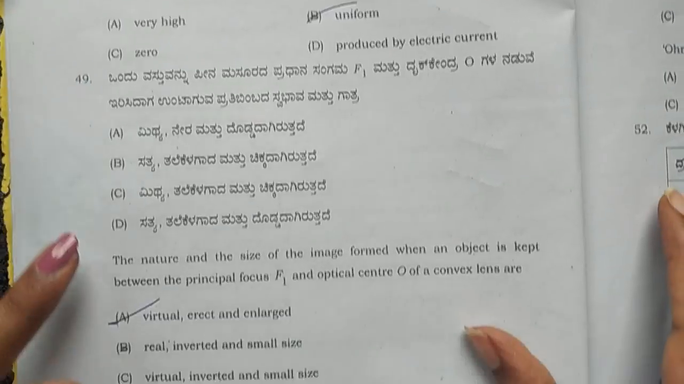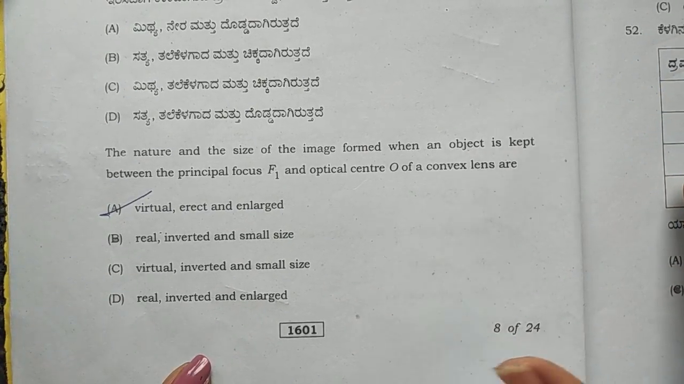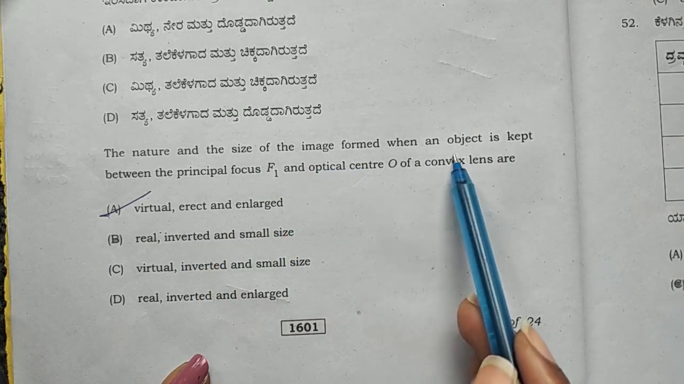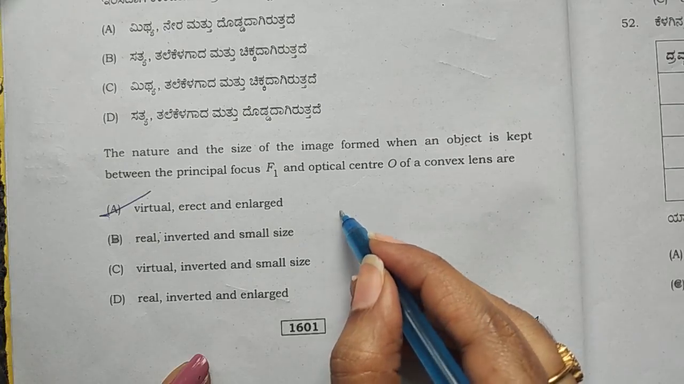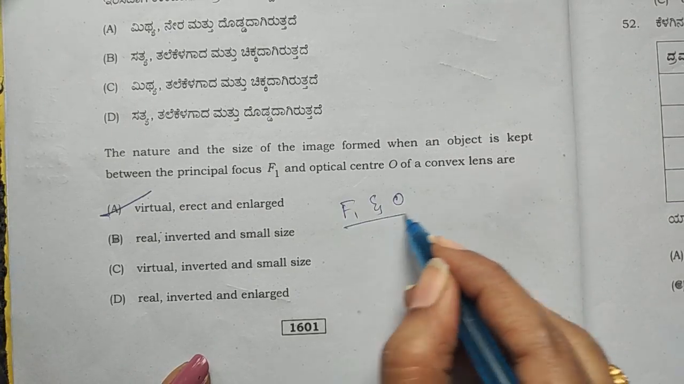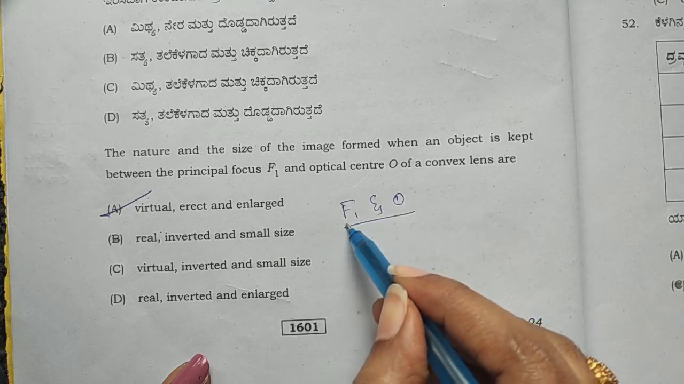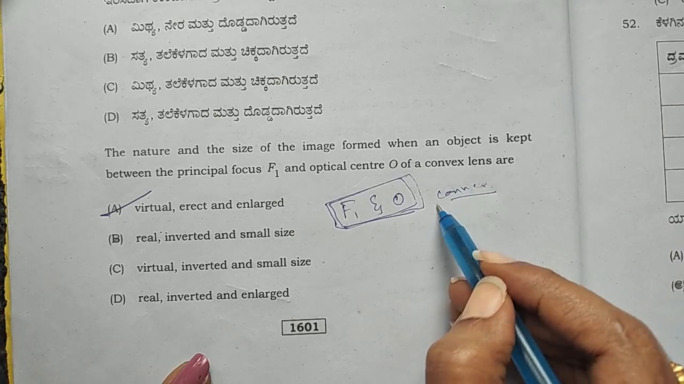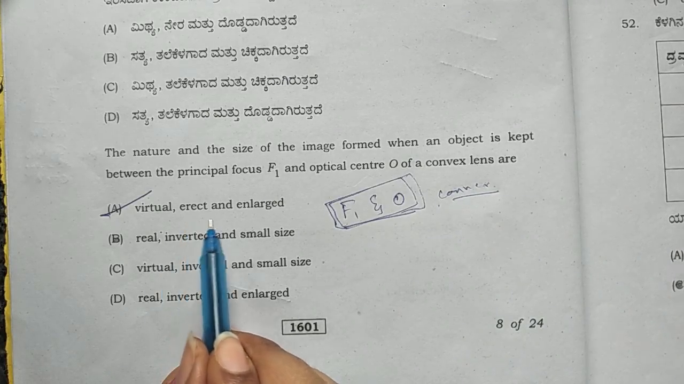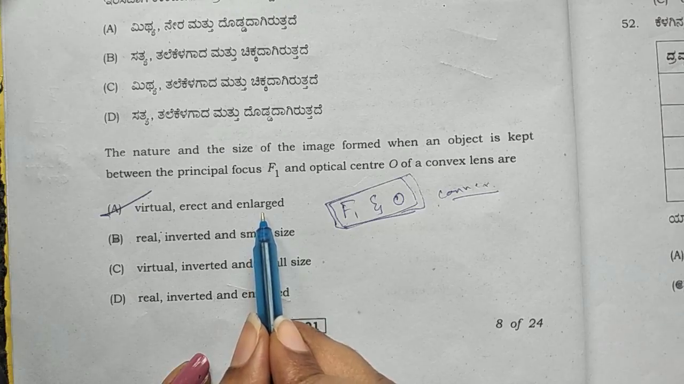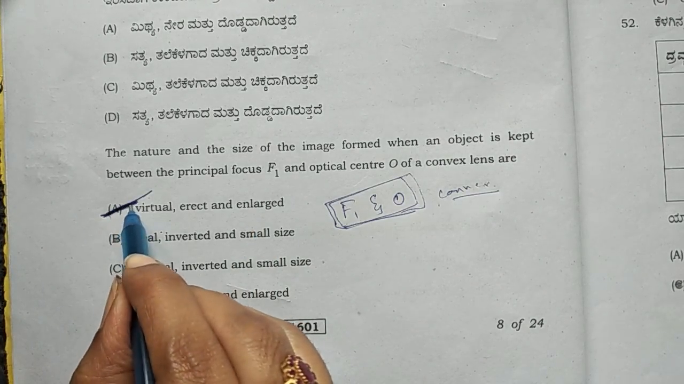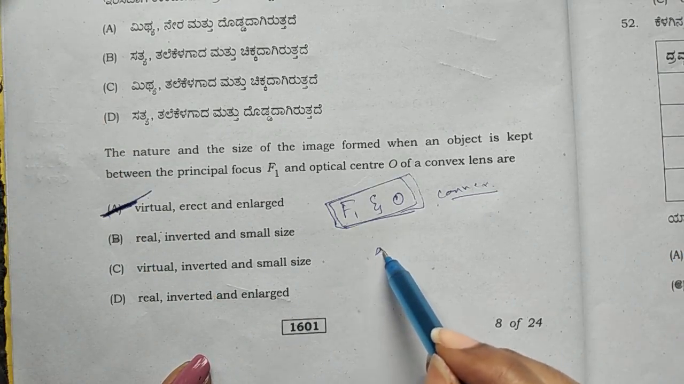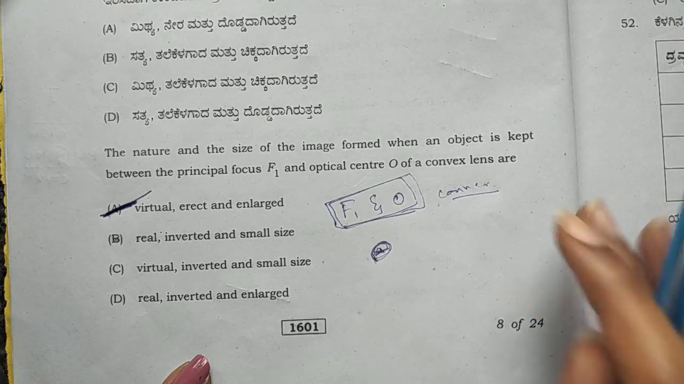Coming to the 49th question here, it's from the light chapter and from ray diagrams. The nature and size of the image formed when an object is kept between principal focus F1 and optic center O of a convex lens. So this is a very special case, the last case of the convex lens, right? So you will get a virtual erect image and the image is enlarged. So definitely option A is correct for the 49th question. So it's a very, very important question where you have to be very, very careful.